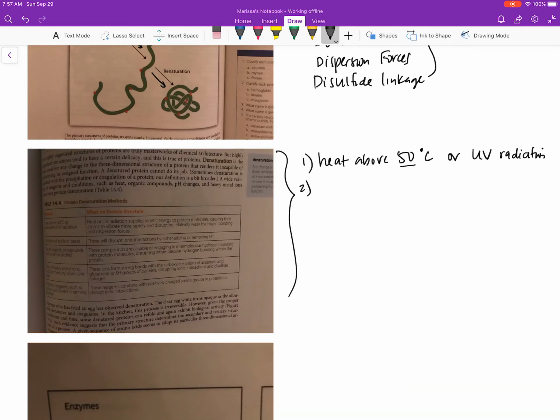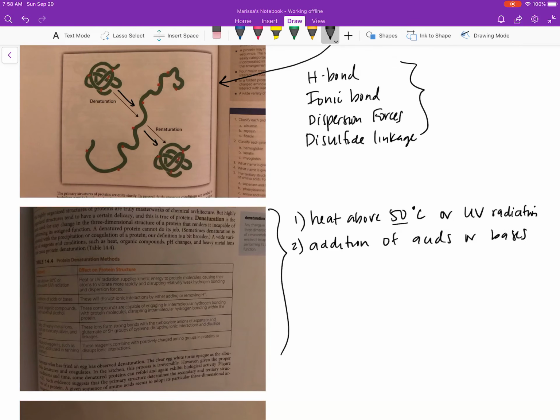The second one on here is addition of acids or bases. Okay, and the reason why is if you think about hydrogen bonding, that can ruin hydrogen bonding by allowing acids and bases to be around. It could also potentially ruin your disulfide linkages. Though I think they're a little bit more difficult to break than the hydrogen bonding, because this is a true bond that forms, whereas this is just an interaction.